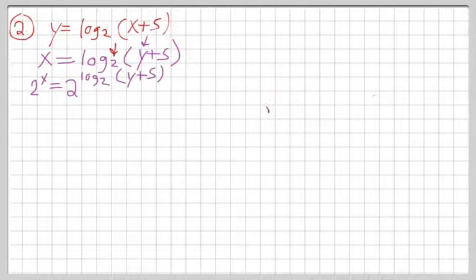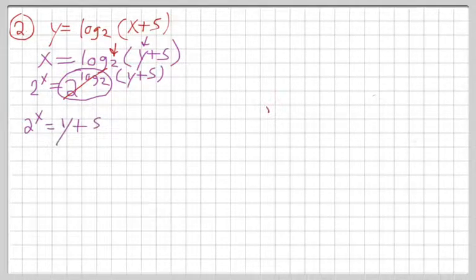Notice what happens when you have 2 raised to the log of base 2. Since the base and the exponent base are the same, this whole thing just cancels, and the exponent just drops out of the sky magically, I guess. So you have 2 to the x power. Whoops, I said I was going to do that in purple. There we go. So we have 2 to the x power equals y plus 5.